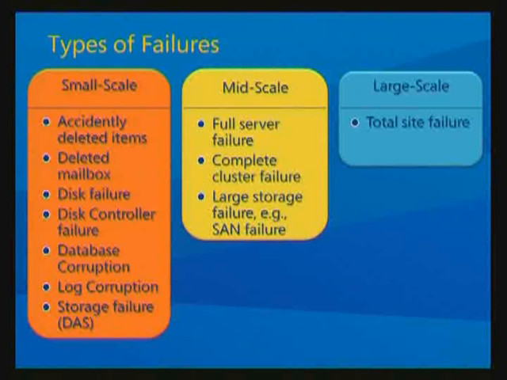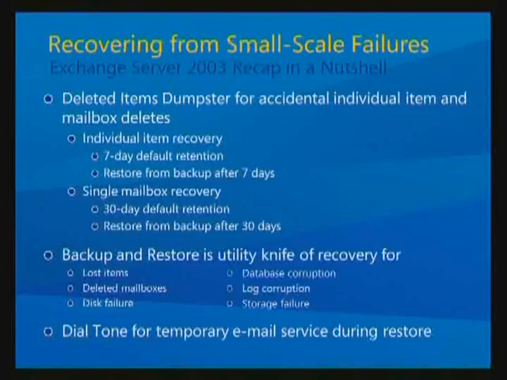So let's look back a little bit at 2003. In 2003, if we're going to start with the small scale failures, which are the single disk or single database, what were your options? You could use the 7-day default dumpster for getting back an individual item that had been deleted accidentally, or you could restore from backup after that 7-day period. If you wanted to do a single mailbox recovery, there was a 30-day default retention there, and after those 30 days, you would restore from backup.